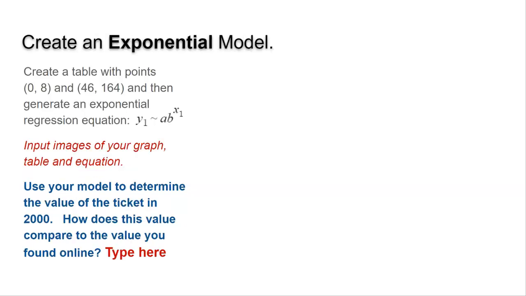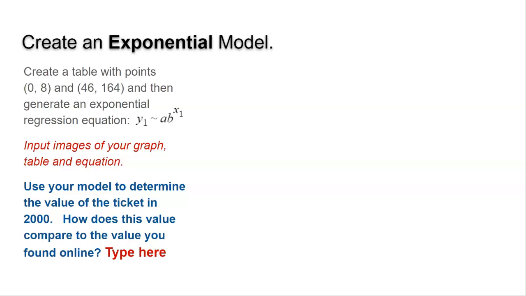Once we've done that with our linear model, we're going to turn around and do this again. Next, we're going to create an exponential model. For the same data, we still have just 2 points, 0, 8, and 46, 164. Let's put that in a table and use the regression equation y1 tilde a times b to the x1 power, and that will give them a graph. It will give them an equation, and they already have their table if they put those in their Desmos calculator, and they'll just take a screen capture of all that, or they can export the graph and screen capture the rest.